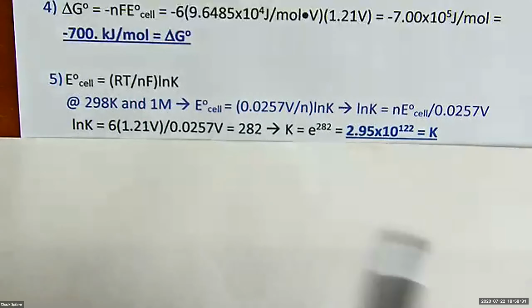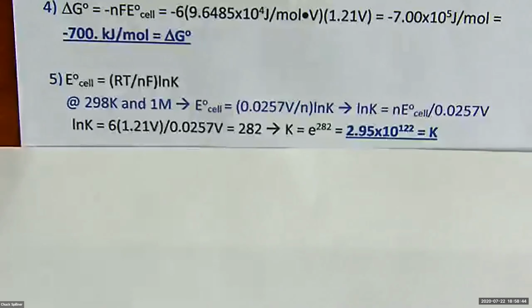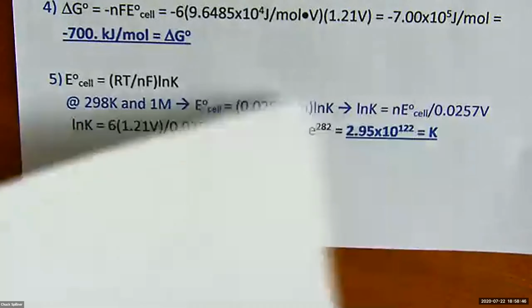So it's going to keep producing electricity until there's nothing left on the reactant side. There won't be any more calcium, and there won't be any more aluminum ion. They'll be totally depleted. All right, so that's the end of that problem. It's kind of a lengthy problem, but if you do a couple of them, it doesn't take too long to do them.